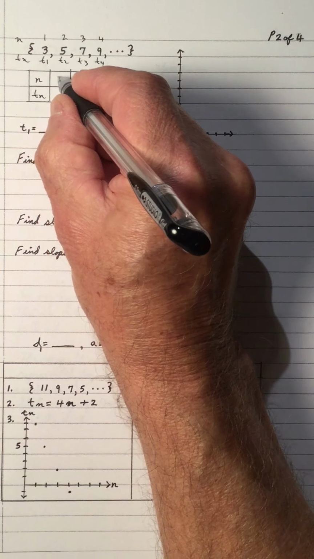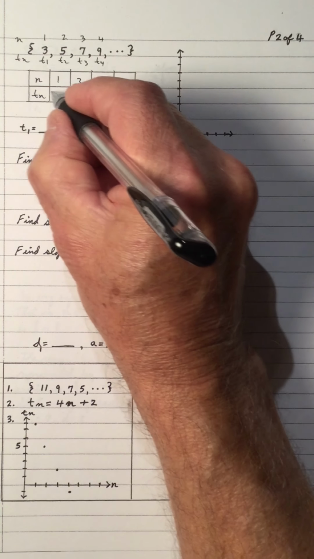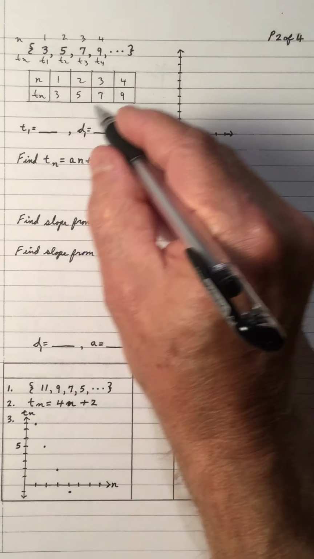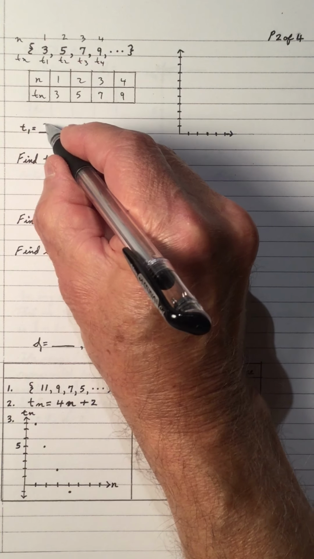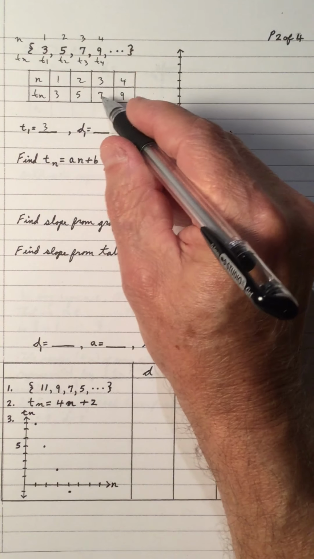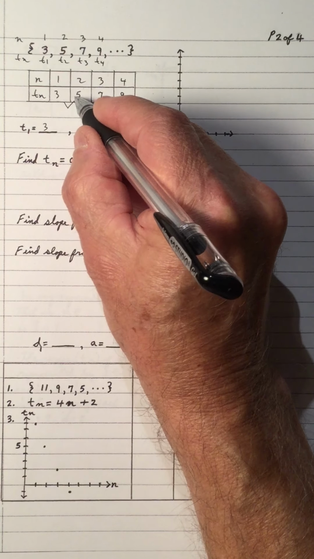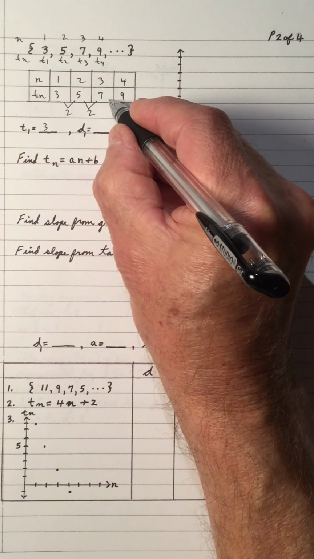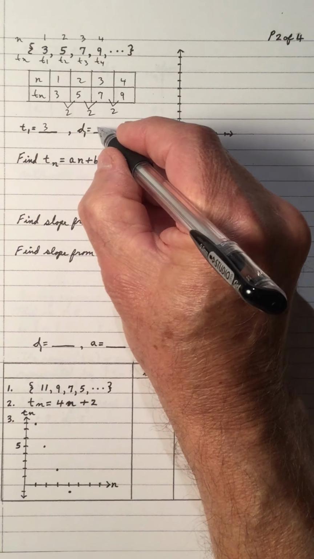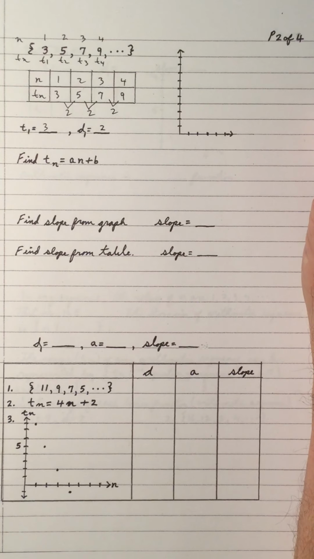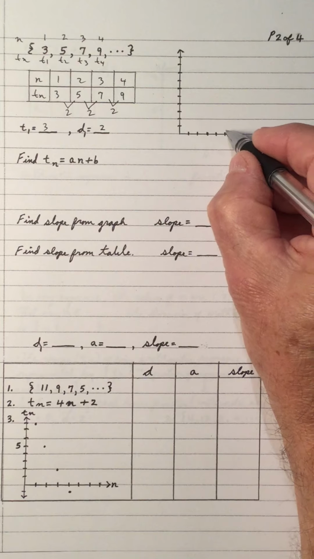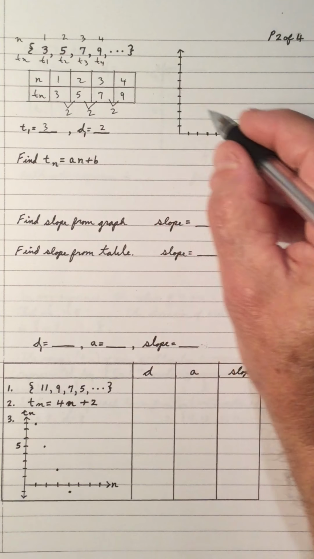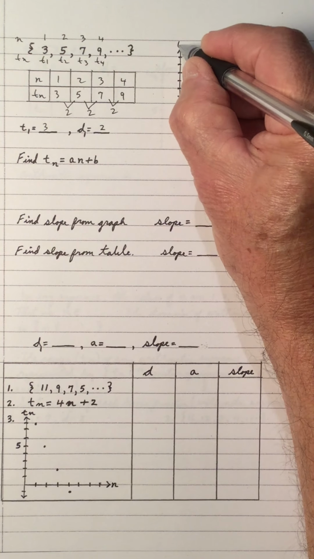So we put that in a table, we get n as 1, 2, 3, 4, and Tn as 3, 5, 7, and 9. Notice that T1 is 3, and if we work out the difference, 5 minus 3 is 2, 7 minus 5 is 2, 9 minus 7 is 2, so D1 is 2. Let's have a look at plotting that arithmetic sequence, which is going to be linear. So this is n, and this is Tn.